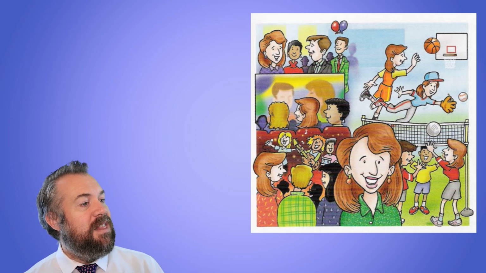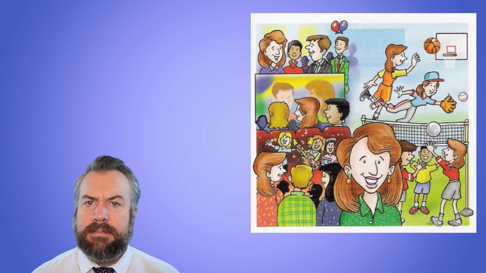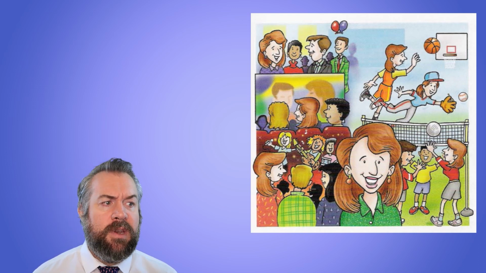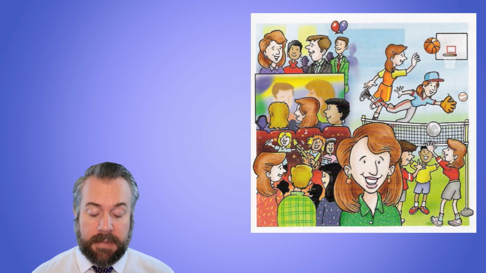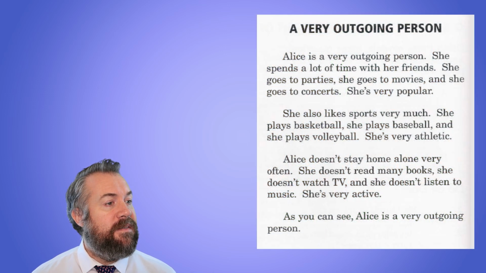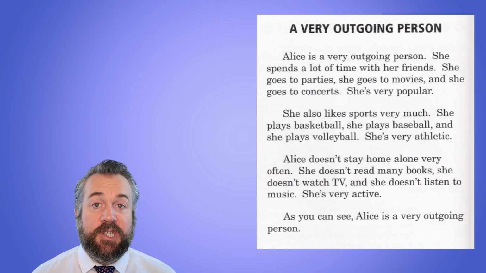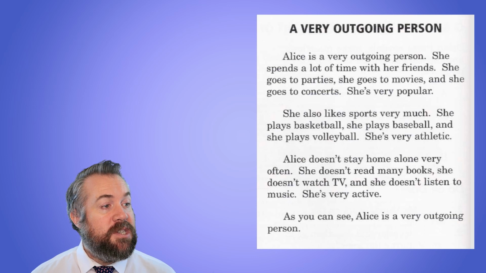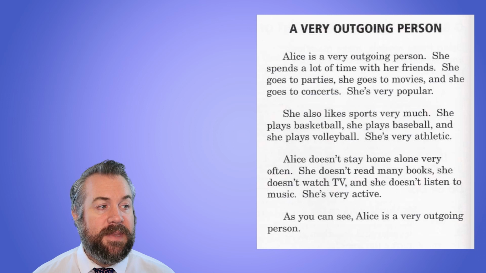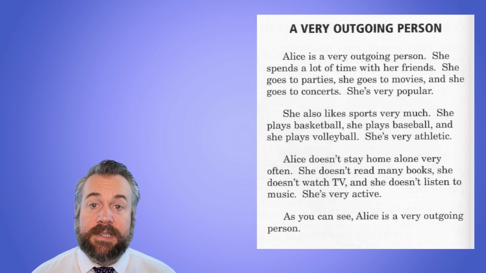We can see lots of different activities she's doing. One thing she isn't is at home. She is doing no activities alone. Let's have a look at her story. Alice is a very outgoing person. She spends a lot of time with her friends. She goes to parties, she goes to movies, and she goes to concerts. She's very popular.